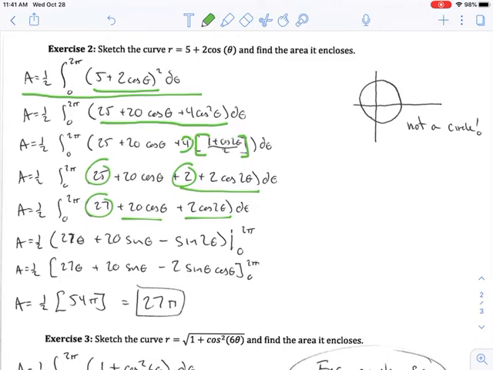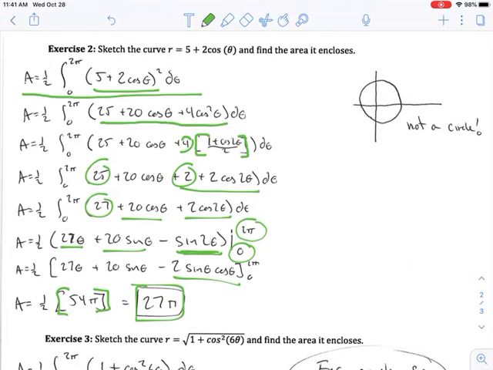And then we can find the antiderivative. The antiderivative of 27 is 27 theta. The antiderivative of 20 cosine is 20 sine. The antiderivative of 2 cosine of 2 theta is going to be the sine of 2 theta, and then changing the sine of 2 theta into 2 sine theta cosine theta once again. Then we can evaluate at 2 pi and evaluate at 0. And again, I'm saving most of that work for you to do. We should end up with 54 pi times the 1/2 gives us the area of 27 pi.